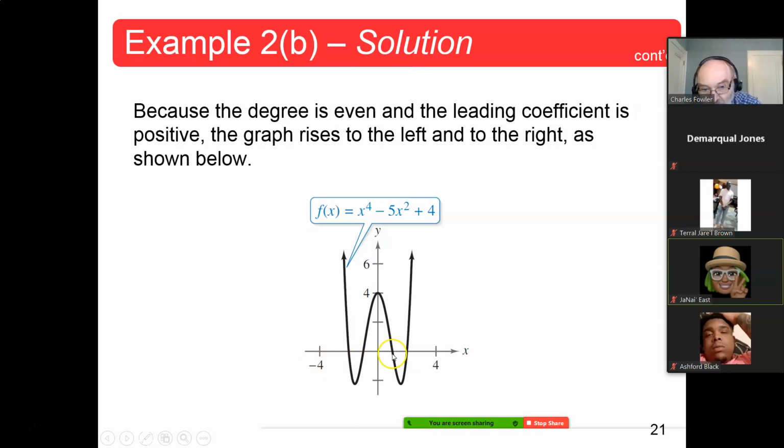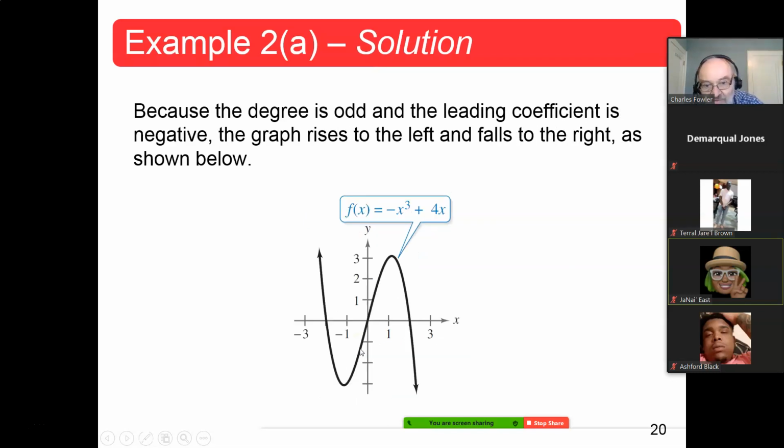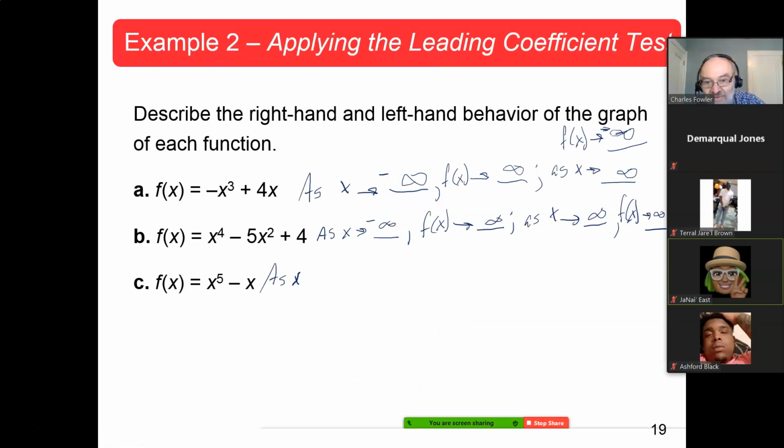-2, 1, 1, and 2. I don't know what I said, but it didn't sound right. This one, I think we already did that one. This one's at -2, 0, and 2. That's what we mean by the zeros of the function. Okay?